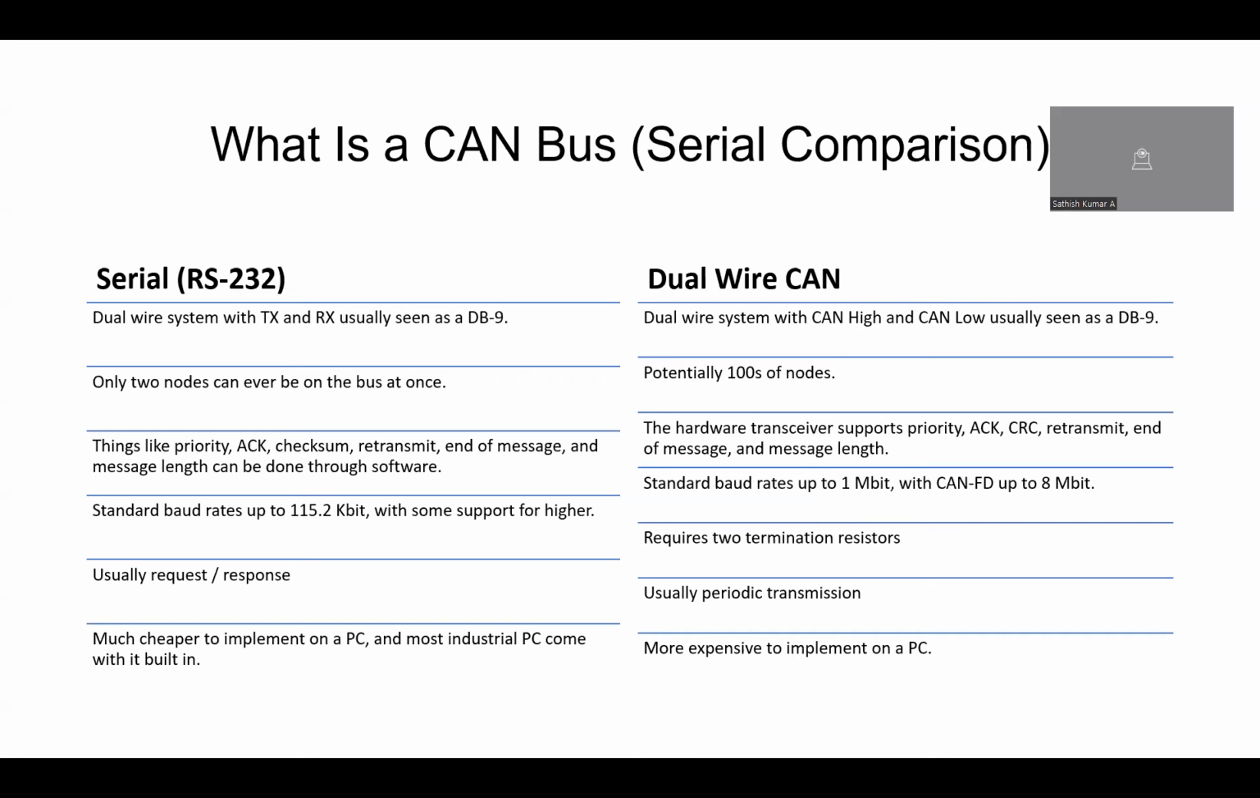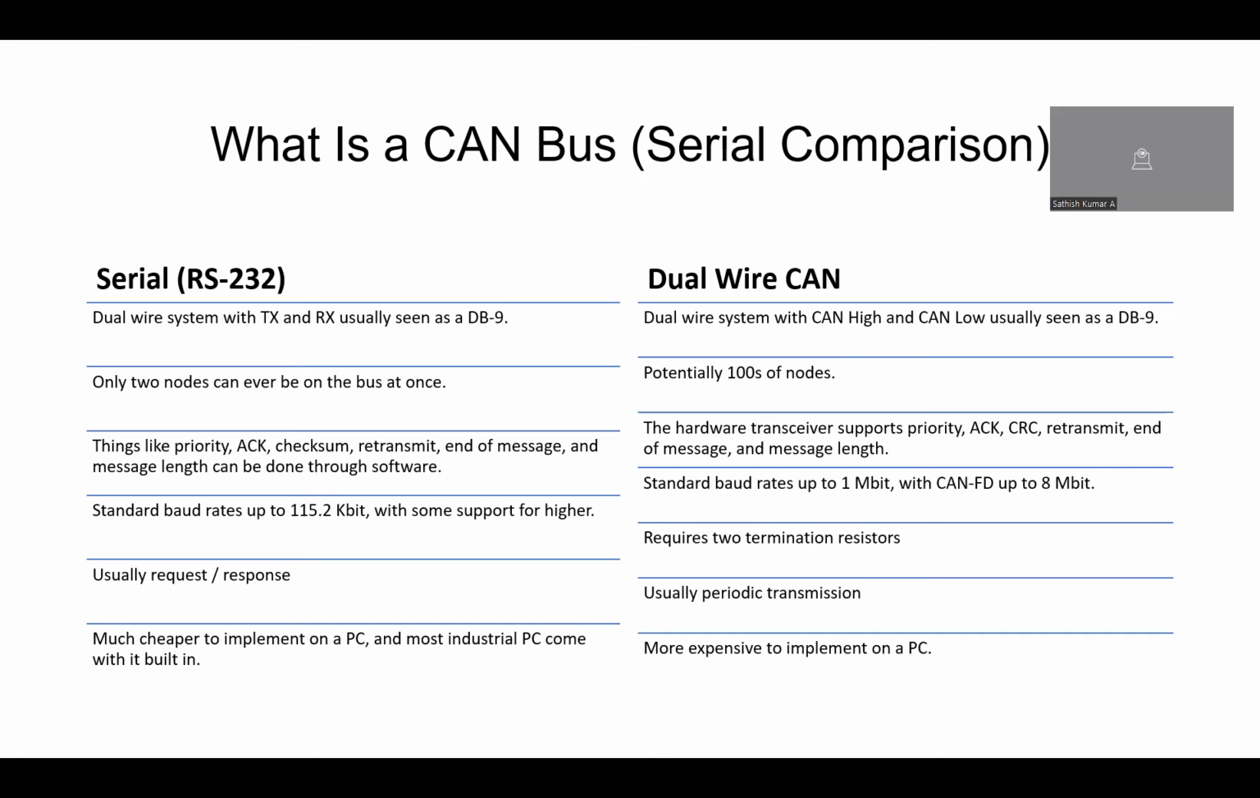In serial communication, it is usually request and response. When you send a request, you get the response in the command. In CAN, it's a periodic transmission. All the data is transmitted over the network, and the corresponding ECU can fetch the message and use it for post processing. This is how serial communication and CAN communication differ.